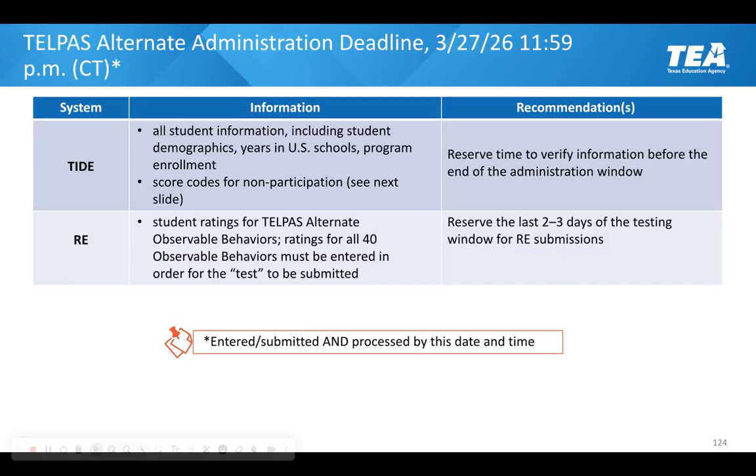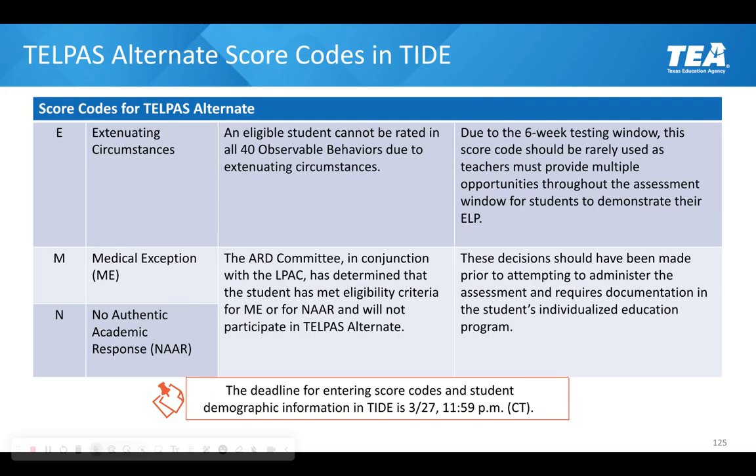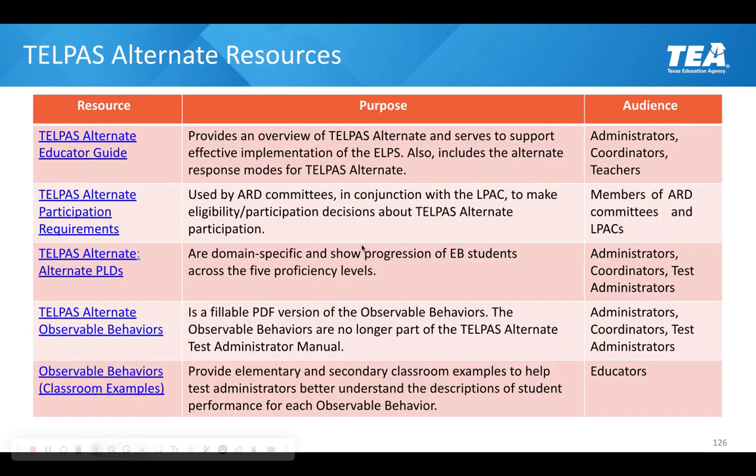All entries must be entered into TIDE, and the student response entry as well. And these are the score codes that your CTC could enter if we cannot score a student. Please make sure that your CTCs know if a student is NAR or has a medical exemption. And here are the resources that are available.